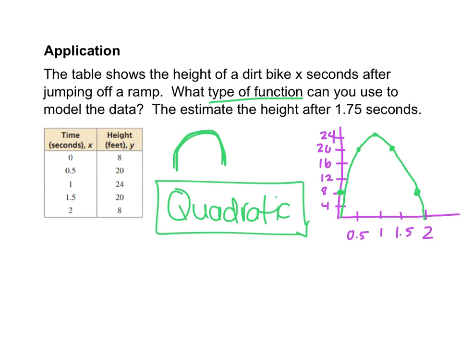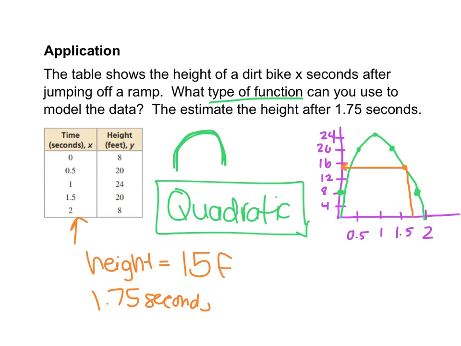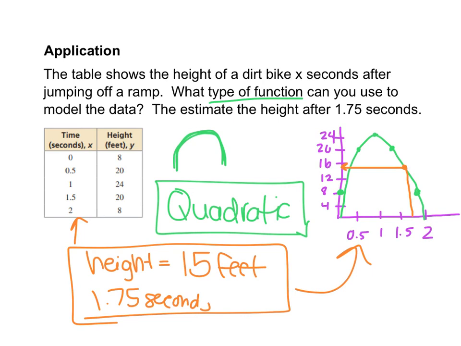Now, the last part says estimate the height at 1.75 seconds. And while this might seem difficult because I can't actually see the point over here, what I can do is I can go over to my graph and estimate, okay, here's 1.75. Let's go up to about here. That's where I'm hitting the graph, and if I go over, it's hitting a little bit less than 16. So I'm going to make an educated guess, just based on my sketch, that the height at 1.75 seconds is about 15 feet. Now, it might not be exact, but it's a good estimate based on the model that I sketched over on the right.